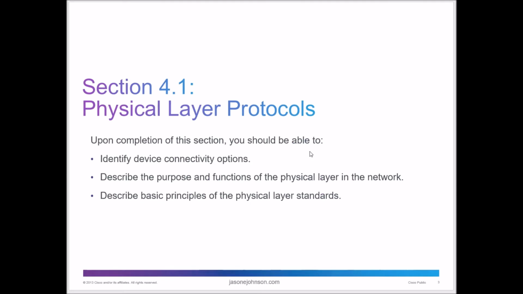So let's talk about physical layer protocols, or layer 1, when we talk about the network, or network access. In this section, we're going to look at identifying device connectivity options. We're going to describe the purpose of the functions of the physical layer in the network, and we're going to describe basic principles of the physical layer standards.